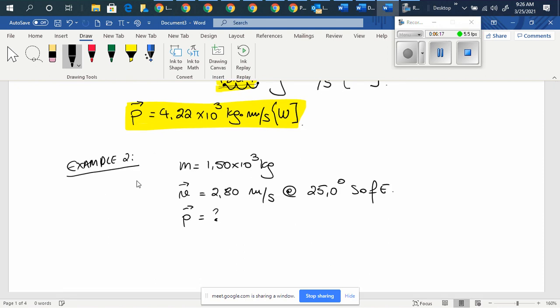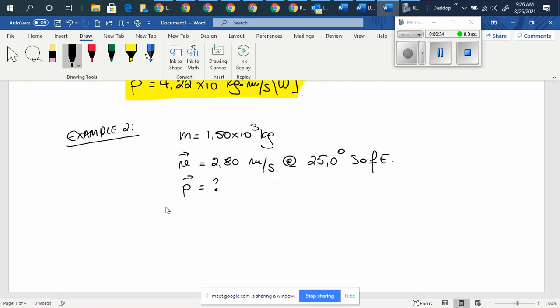Now, if they are asking for the direction, then the direction will be the same as the direction of the velocity, which will be 25.0 degrees south of east, because the momentum and the velocity have the same direction. Now, on top of finding the momentum of this car, we will find even the horizontal component and the vertical component of momentum for this car. So let's start with the momentum.